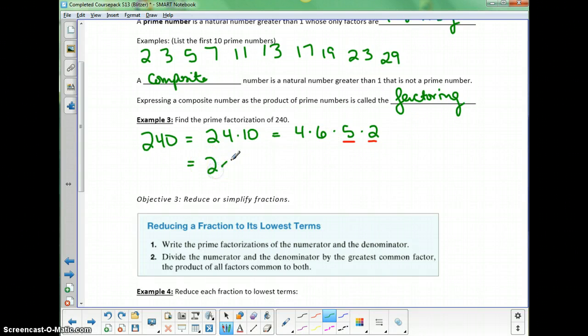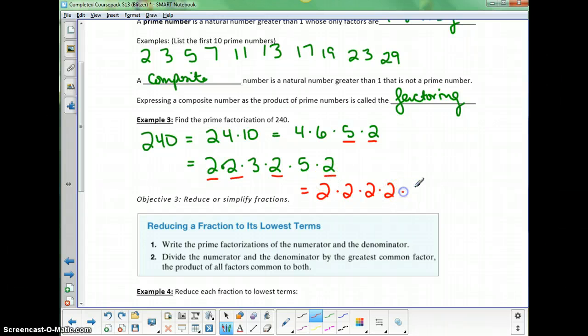4 is 2 times 2, times... 6 is 3 times 2, times the 5 times the 2. Okay? And these are all prime now, so just to finalize this, I'm going to write them in order. So 2 times 2 times 2 times 2, there were 4 different 2's here, times 3 times 5. That would be the prime factorization of 240.